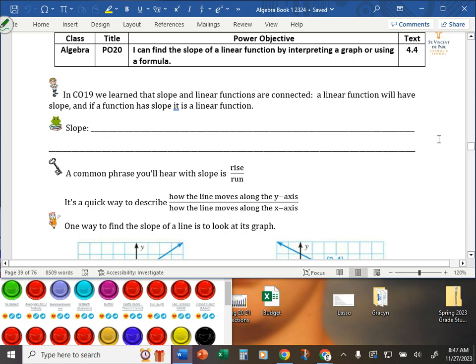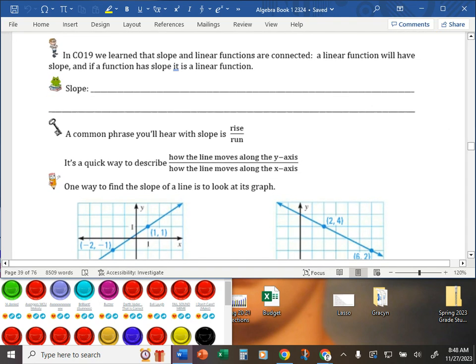Algebra, we are going over PO20, which is finding the slope of a linear function by interpreting a graph or using a formula. Here's the good news. You've done this before. This is actually on your entrance exam back in September, using this slope formula, given two ordered pairs, to tell me what the slope of that line is.